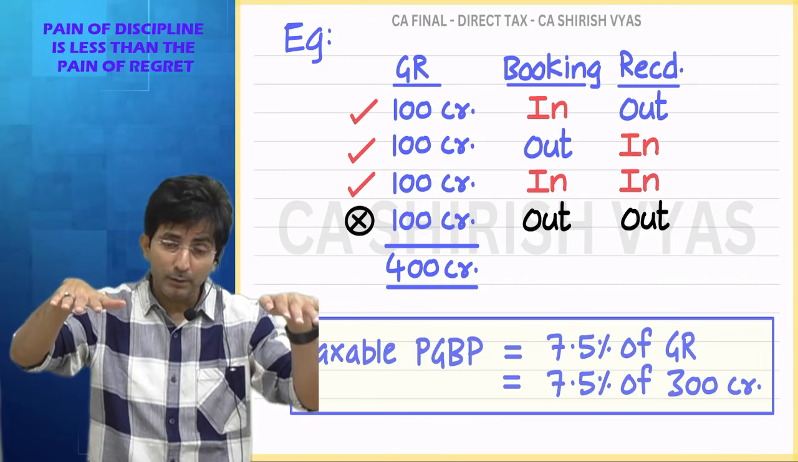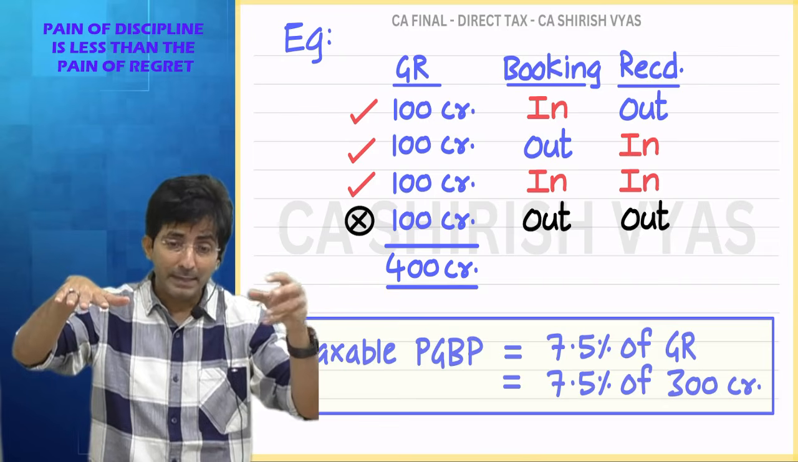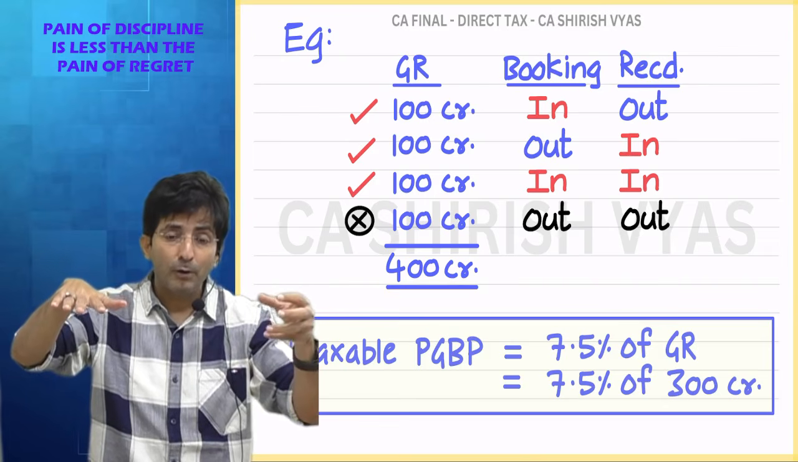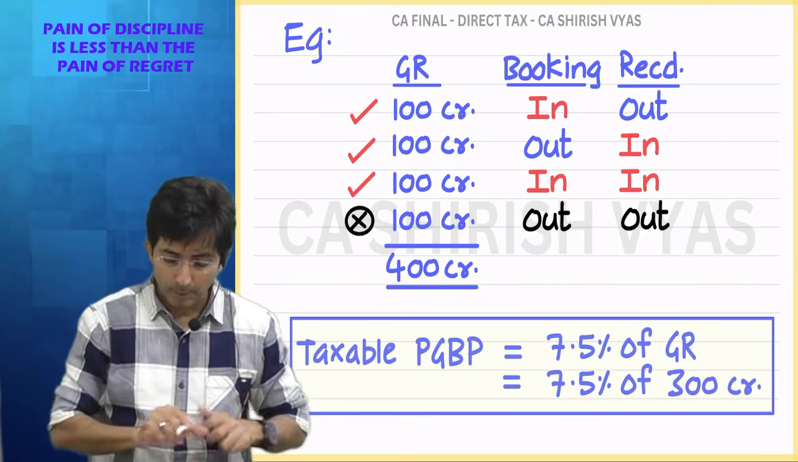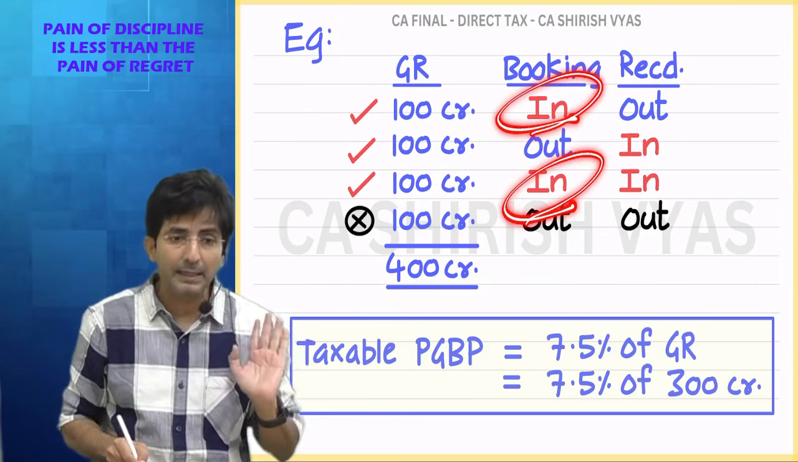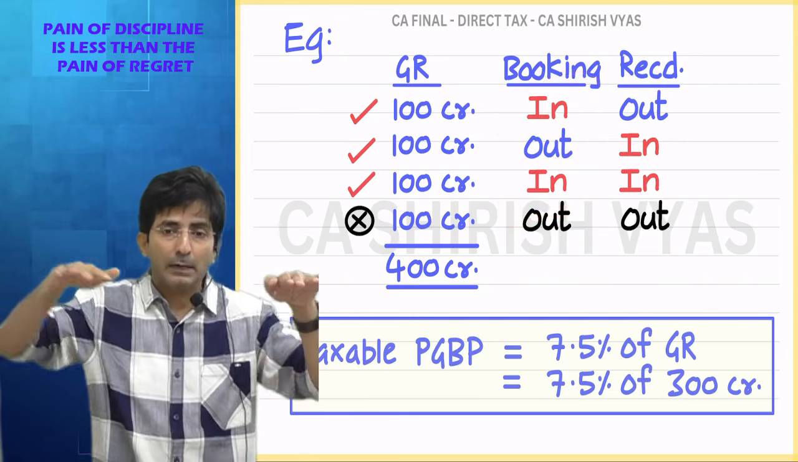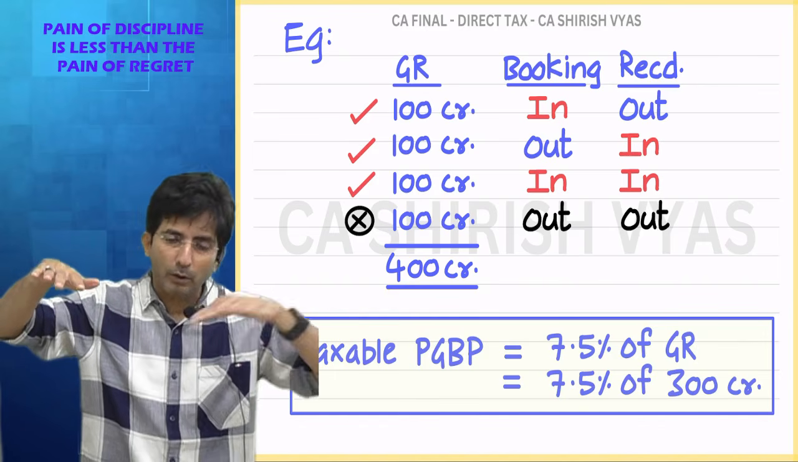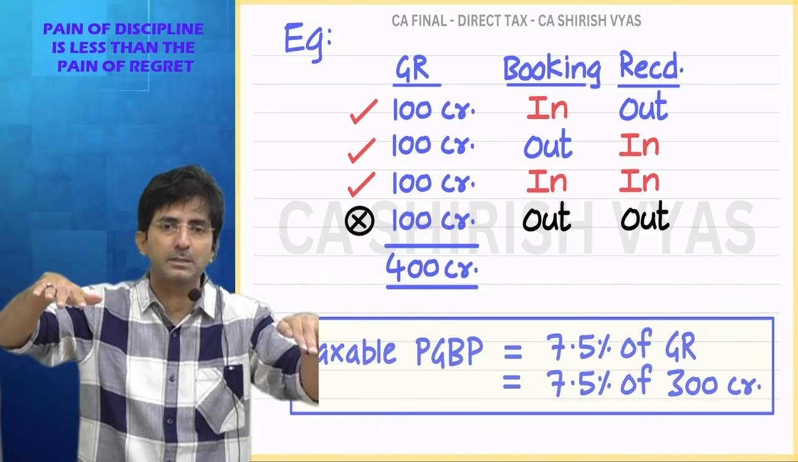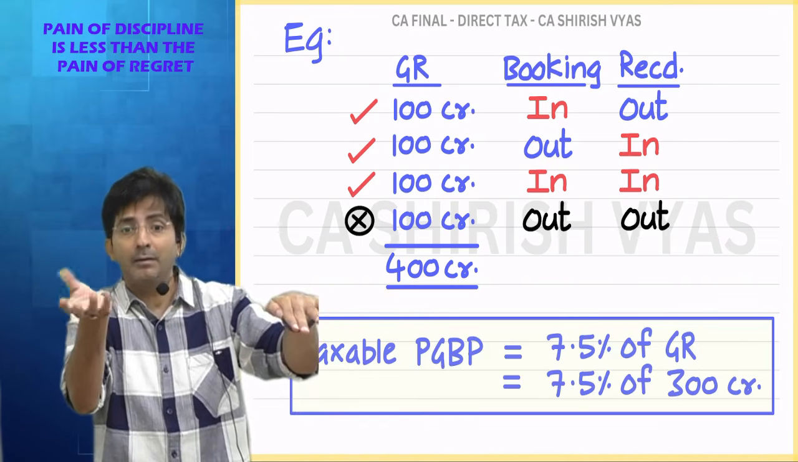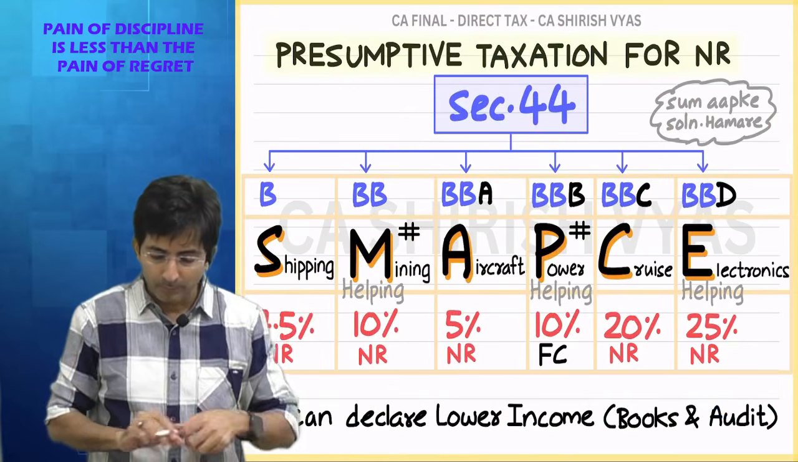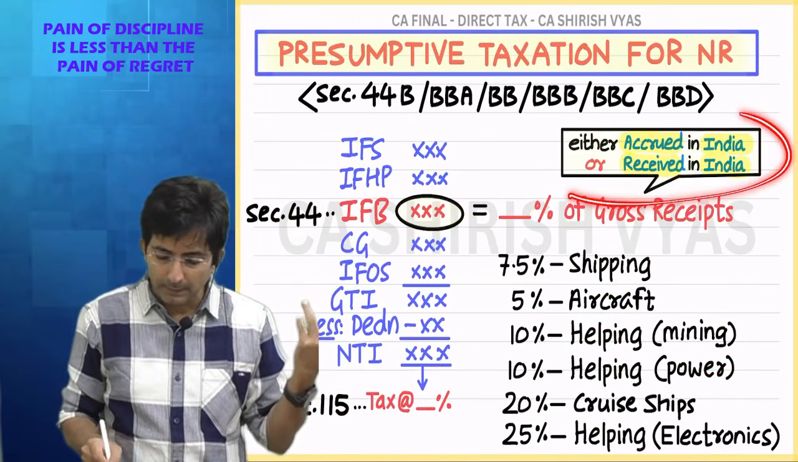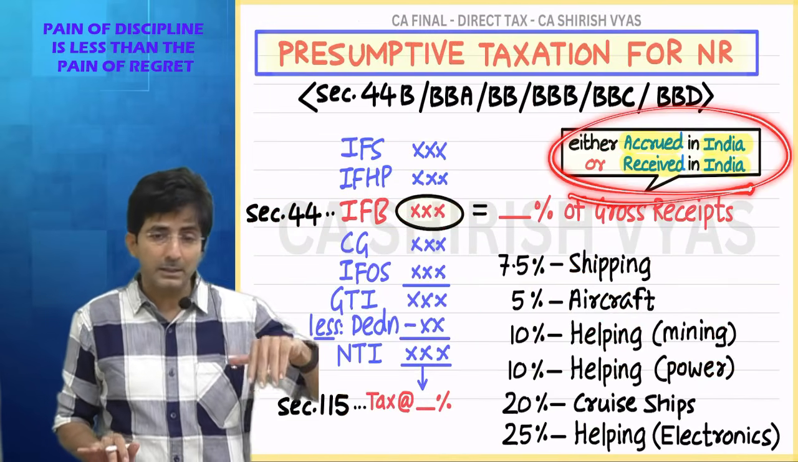Voyage return you have to show 7.5% of only Indian bookings. In my example, only 200 crores will come. Bookings in India, that's it. And that also you have to show not in one stroke but at the time of each departure. But in the main return, look, how will you show? There the concept will apply. Either the income accrued in India or received in India.